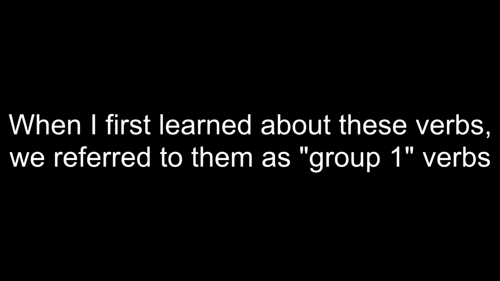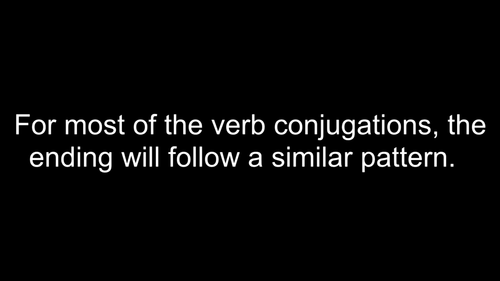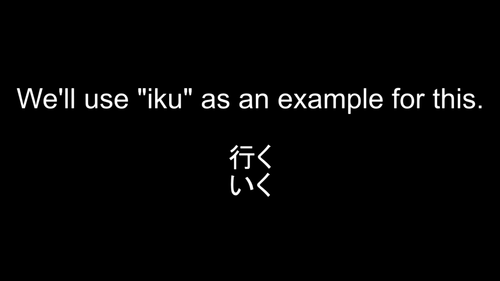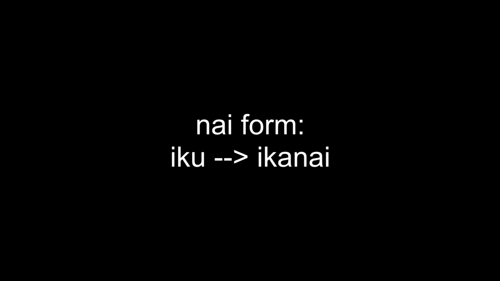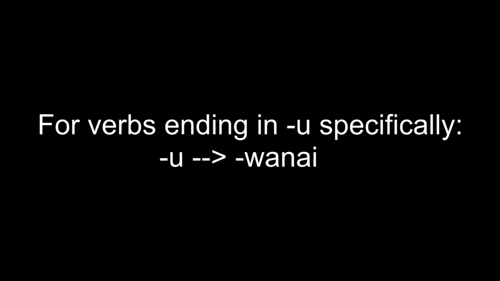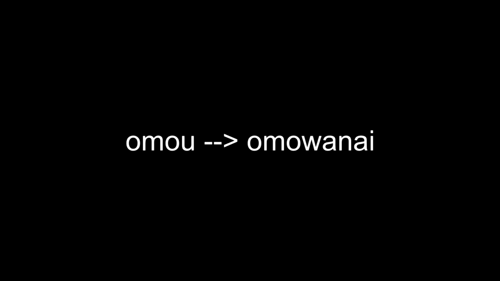When I first learned about these verbs, we referred to them as group 1 verbs. For most of the verb conjugations, the ending will follow a similar pattern. Generally speaking, it will follow an a, i, u, e, o pattern. We'll use iku as an example for this. For nai form, iku becomes ikanai. With verbs that end in u, like omou, we actually drop the u and turn it into a wa instead. So, in the case of omou, it becomes omowanai.